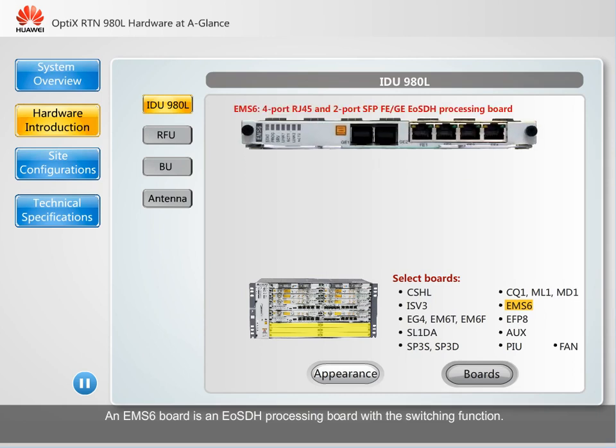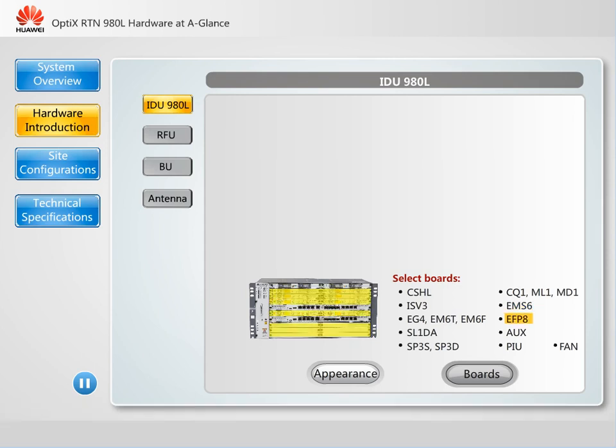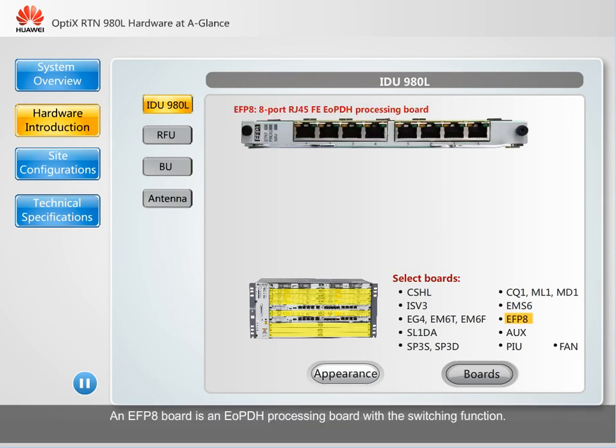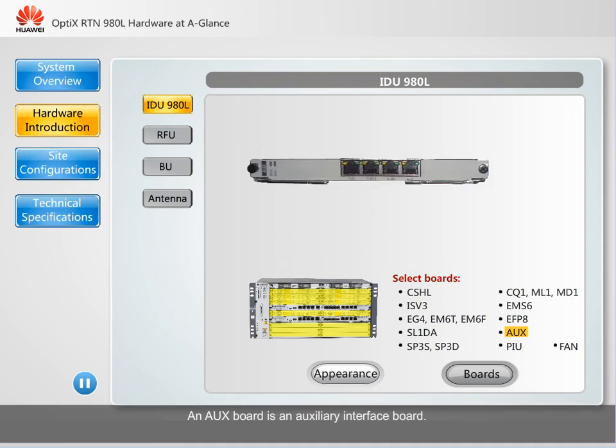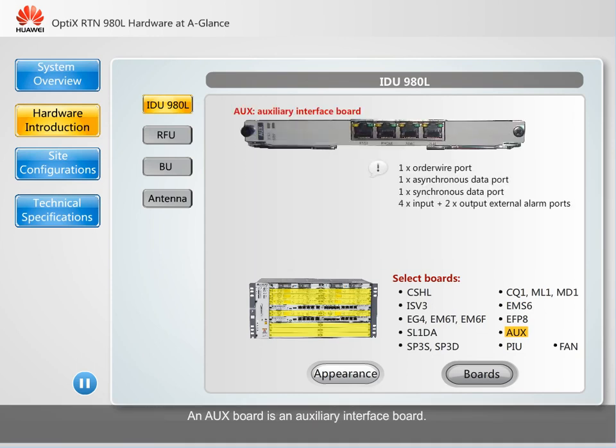An EMS6 board is an EO-SDH processing board with a switching function. An EFP8 board is an EO-PDH processing board with a switching function. An AUX board is an auxiliary interface board.